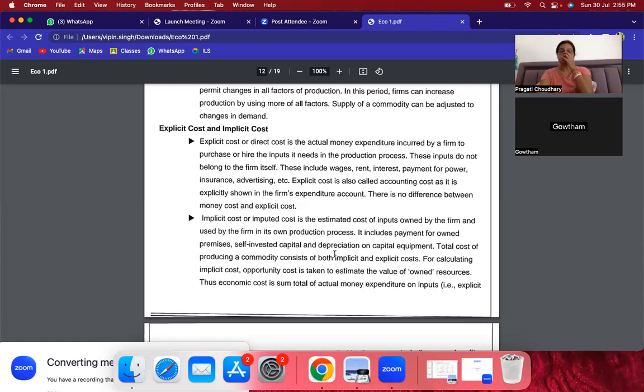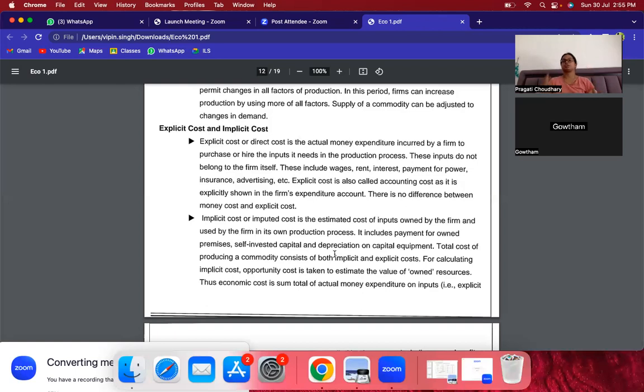Now next is implicit cost or imputed cost. Imputed cost is the estimated cost of inputs owned by the firm and used by the firm in its own production. So basically, how much money is going to be spent on this production process? It includes payment for owned premises, self-invested capital, and depreciation on capital. Implicit cost is also like, if I have not rented any building, if I have not asked someone to give me a building for rent.